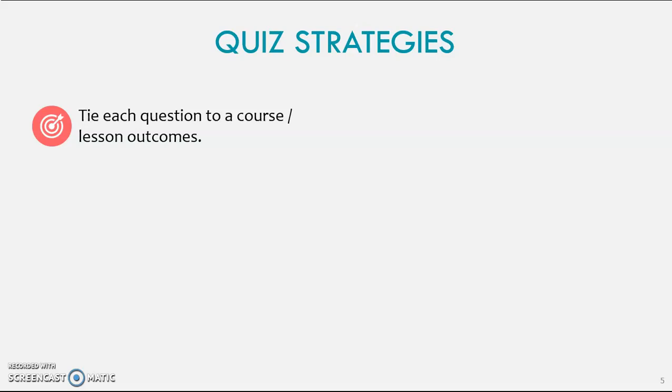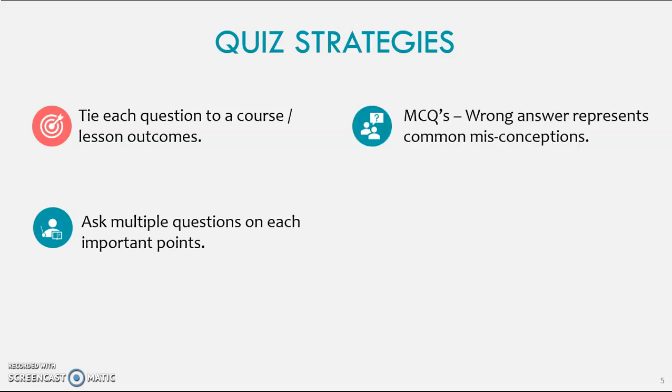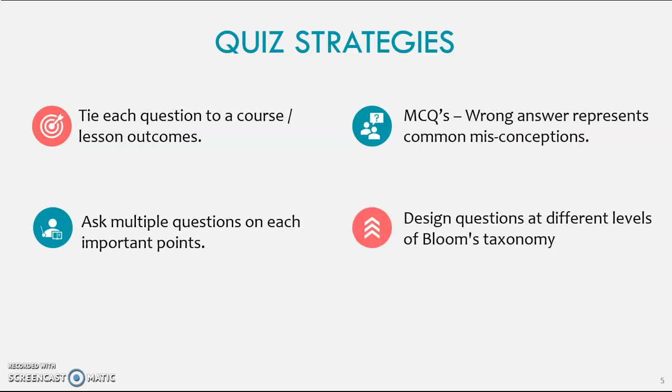First strategy is tie each question to a course or lesson outcomes. After all, you want to know whether your students are achieving the goals of the course, so why not ask them directly? Try to ask multiple questions about each important idea in the class. This gives you more data points about students' understanding. When writing multiple choice questions, be sure each wrong answer represents a common misconception. This will help you to analyze students' thinking and eliminate easy guessing.